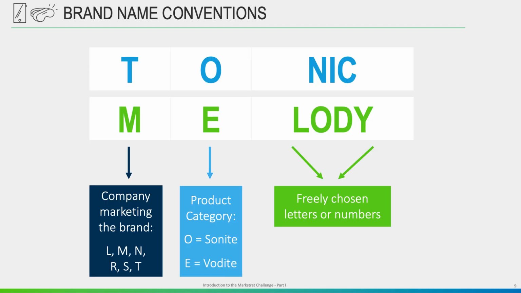You will name your brands according to a convention, which is convenient because everybody can figure out very quickly whose brand is which team's. The first letter of the brand always corresponds with the company's name, which is a letter. It's either L, M, N, R, S, or T. So the first letter will be T in this case, T or M from teams T and M. And the second letter identifies whether the product is a sonite or a vodite. Then your team is able to pick the remaining letters. I think you can go up to a total of 7. Please do note that brand names have no influence on the market response. So if you come up with a wonderful or catchy or terrible brand name, that will not influence the results.